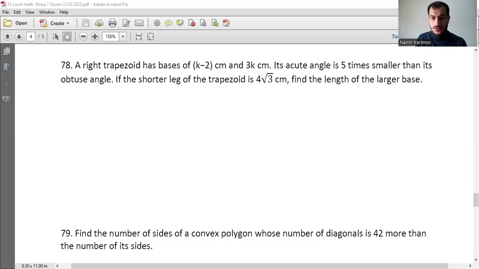So 2k plus 2 equals to 12. 2k equals to 10. Value of k equals to 5. So the smaller base should be 5 times 2, that should be 10. And the greater one, 3 times 5, that should be 15. That's it. The answer, 15.